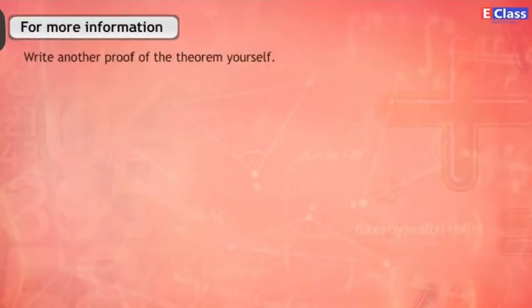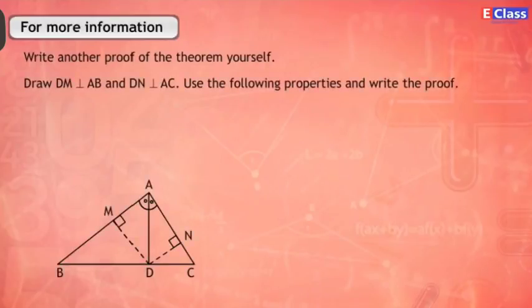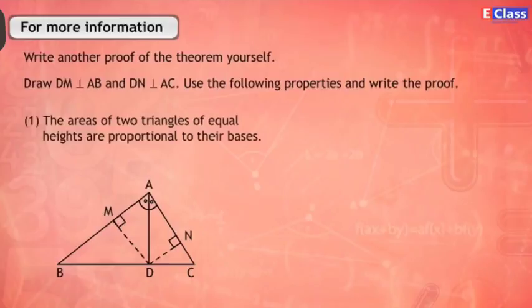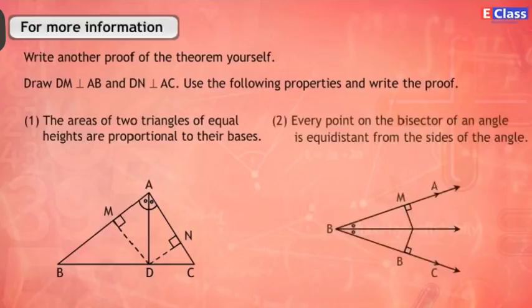For more information, write another proof of the theorem yourself. Draw DM perpendicular to AB and DN perpendicular to AC. Use the following properties and write the proof. 1. The areas of two triangles of equal heights are proportional to their bases. 2. Every point on the bisector of an angle is equidistant from the sides of the angle.